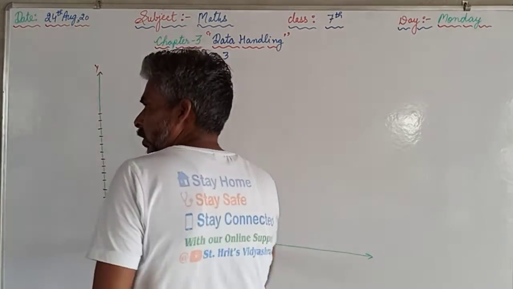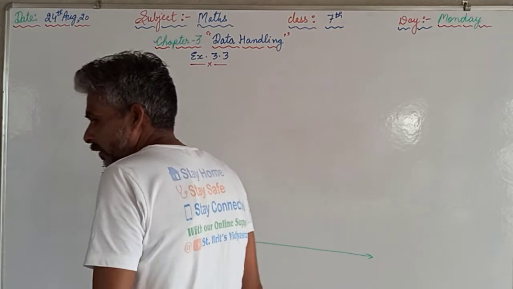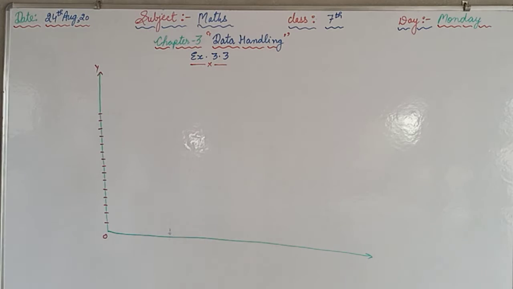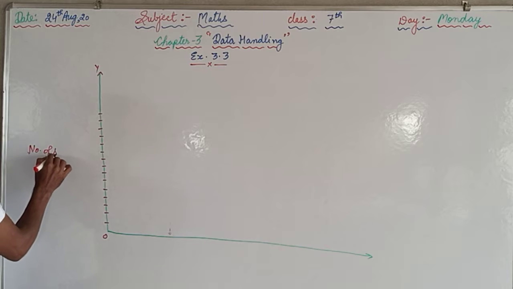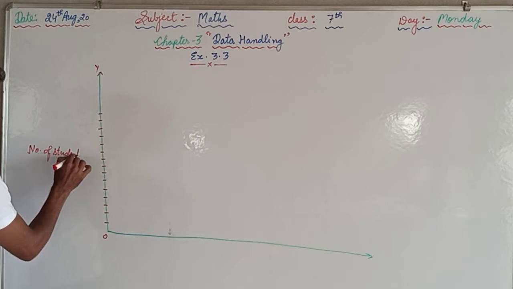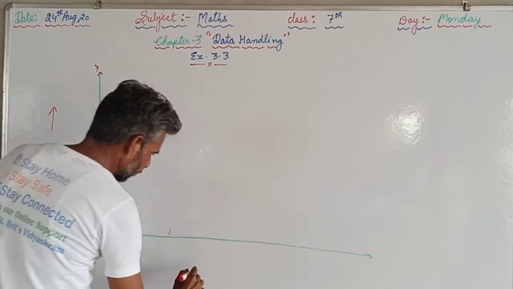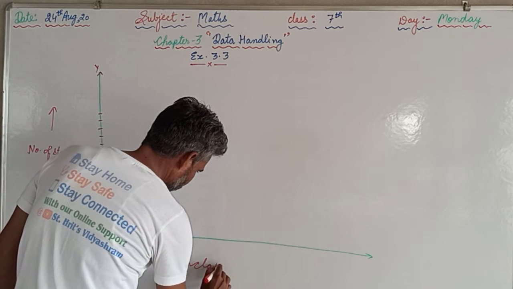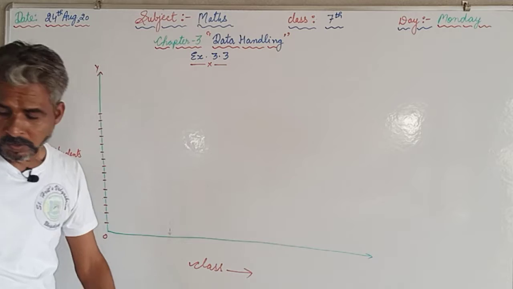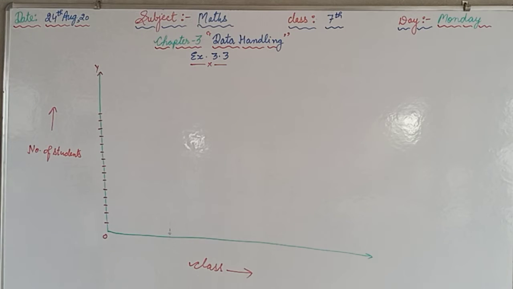Then you are supposed to draw 2 axes, that is the y axis and the x axis. On the y axis we are supposed to take the number of students. On this side we will take the number of students. Here we will take the class. The information given is: class 5th number of students 135, class 6 120, class 7 95, class 8 100, class 9th 90, class 10th 80.